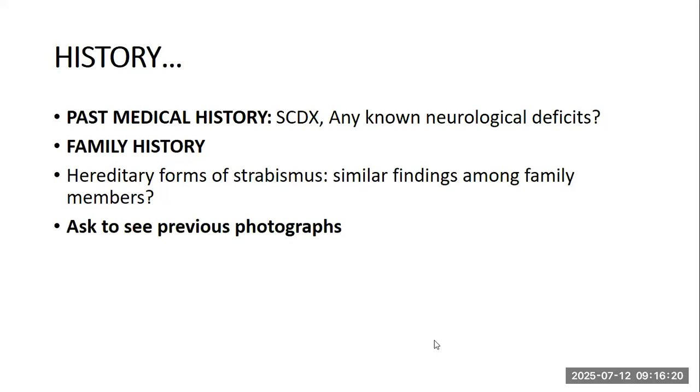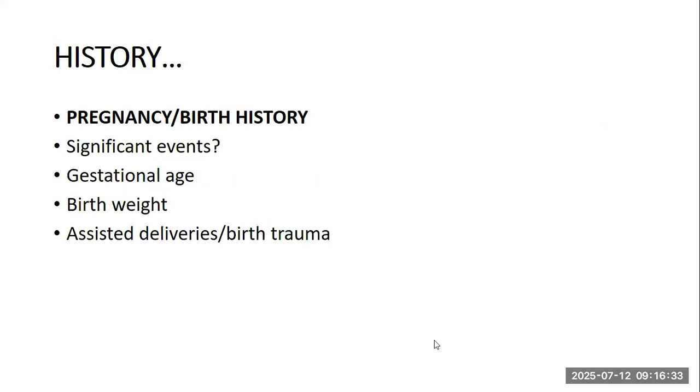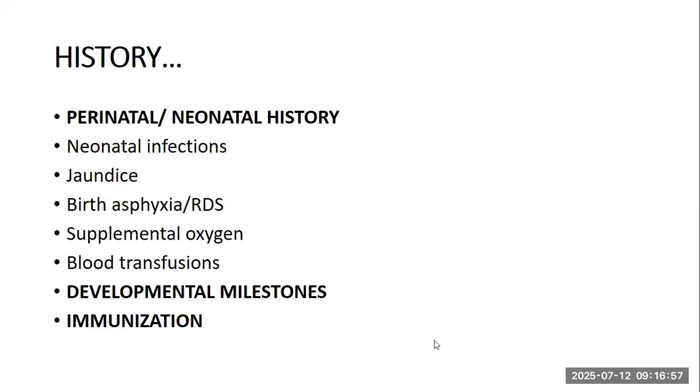Also, for the family history, we've said that one of the risk factors is genetic predisposition. So we want to know that as well. It's important to ask to see previous photographs so that you can confirm what the parent is saying. All right. The pregnancy and birth history is also very important. Were there significant events? Was there a febrile illness during pregnancy? We want to know if the child was born prematurely, if the birth weight was adequate, or if there was some form of birth trauma that affected the extraocular muscles. We want to know that as well.